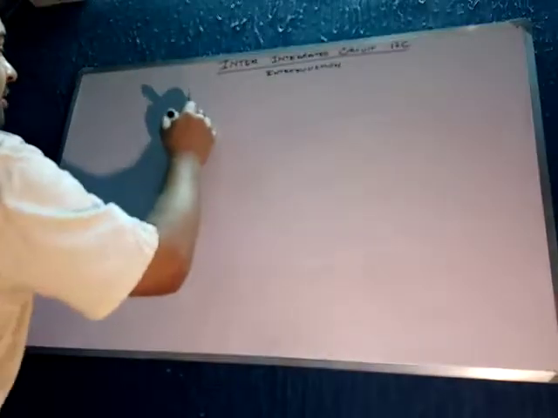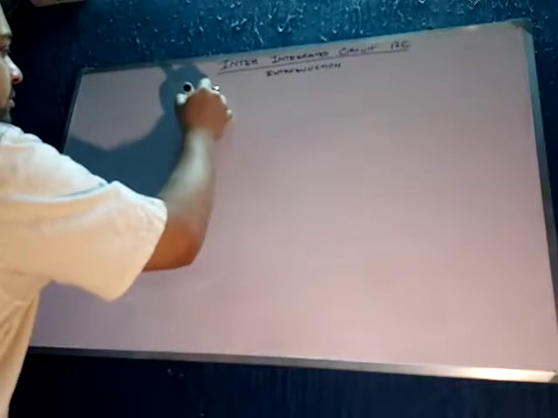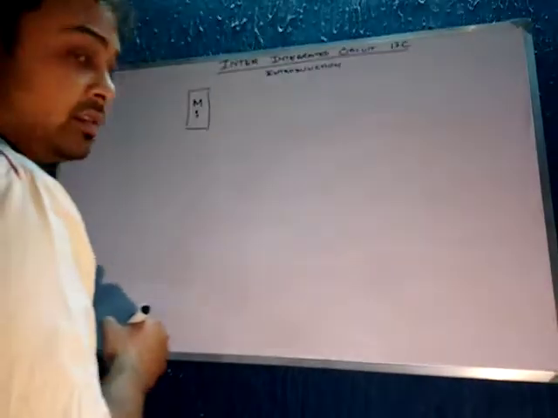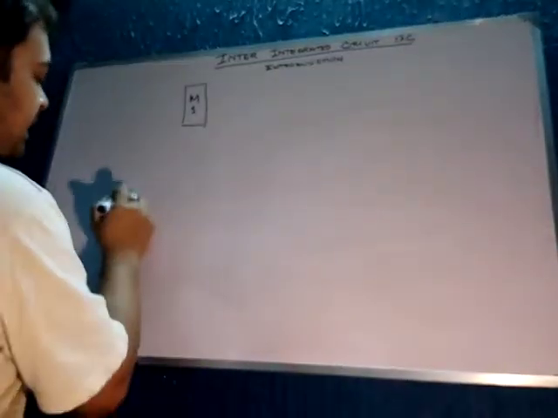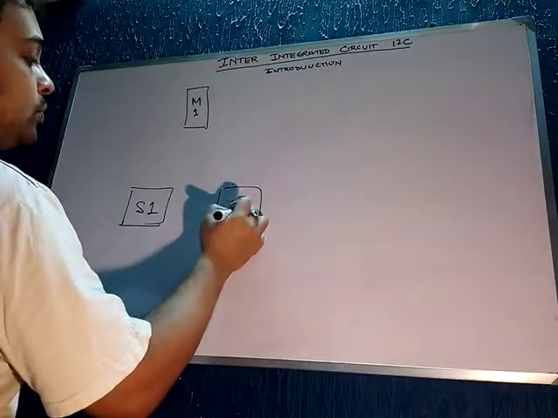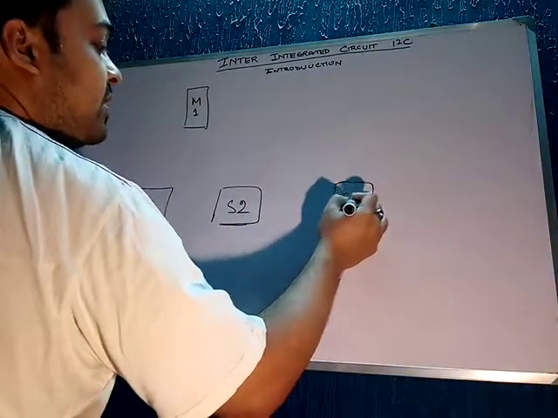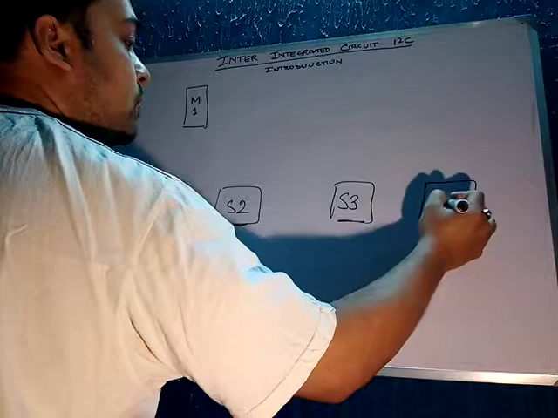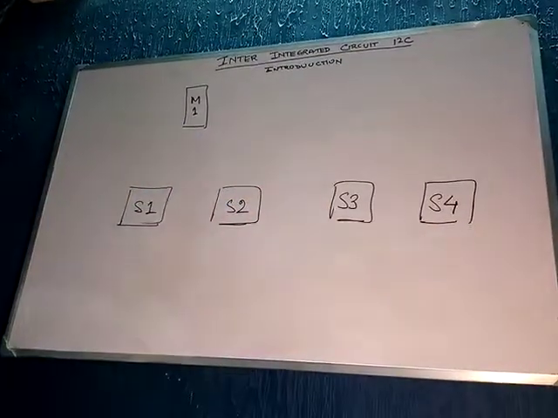Right, so what is I2C? I've told you a lot of times. Basically, you have a master, say M1, right? This master has to communicate with multiple slaves, say S1, S2, S3, S4. How will they do it?